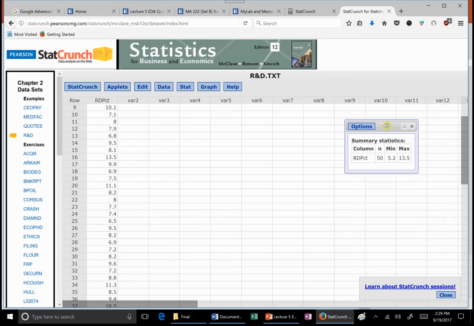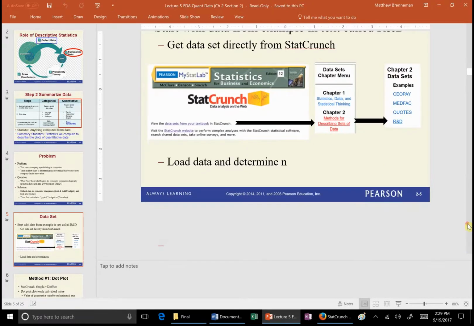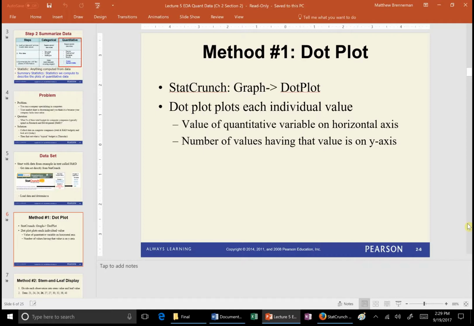Sometimes the line is kind of blurry, but here that's pretty clear. So with a clear conscience, I can go ahead and start looking at the data. Now, the three ways we're going to look at: dot plot, stem and leaf, and histogram. The dot plot is different. On the dot plot, we're plotting on the x-axis the actual value of the quantitative variable. On the y-axis, we're plotting the number of times that value occurs. It's like a bar plot where every single value is its own category, which is kind of a weird thing. But it works for small data sets.